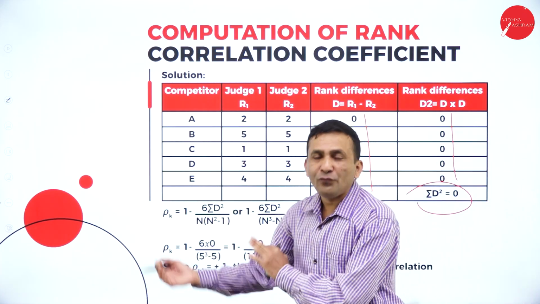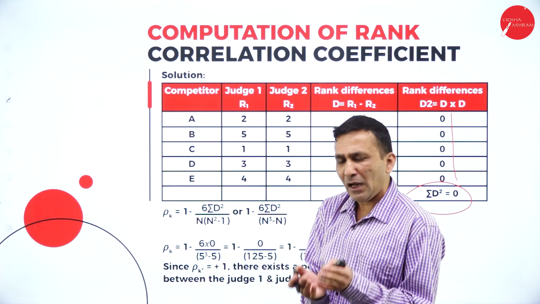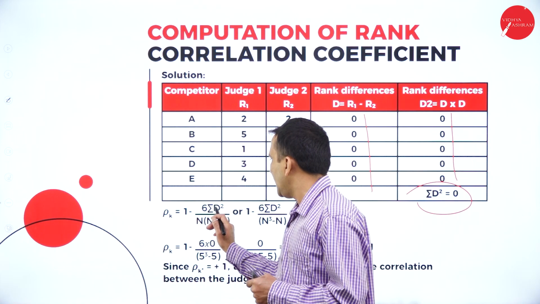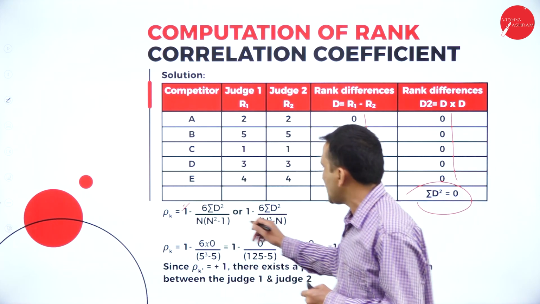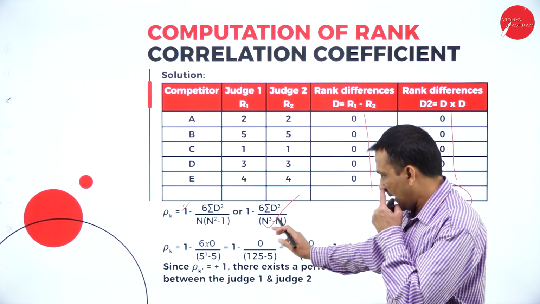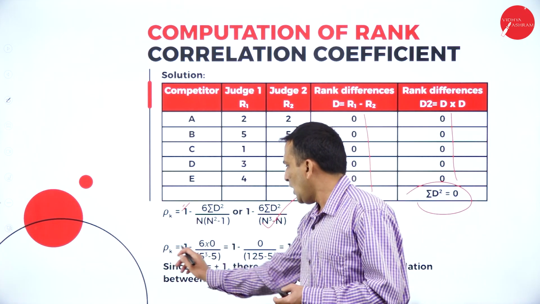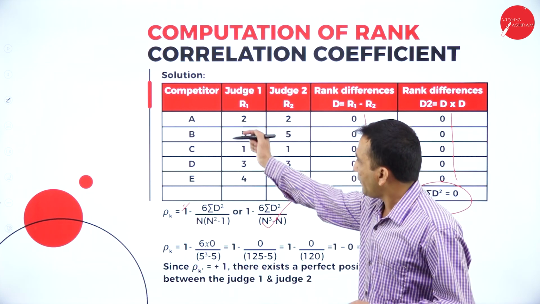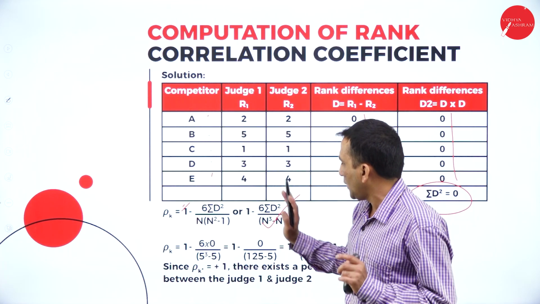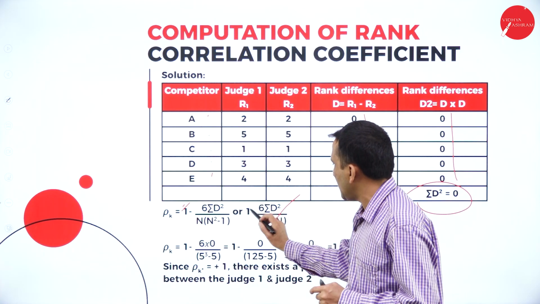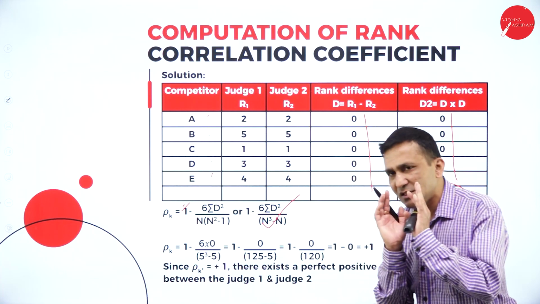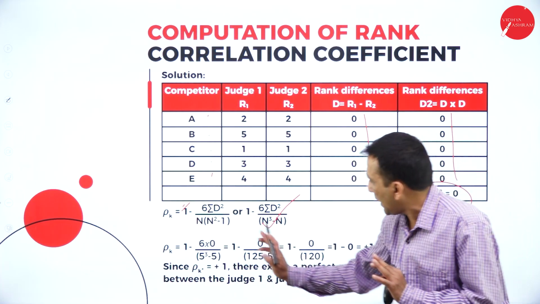Now the last step is to apply the formula. The formula is simple: 1 minus 6 into sigma D square. I always try to depend on this one, because it's very simple. 1 minus 6, and the number of items is 1, 2, 3, 4, 5. I write the 6 value as the formula is given.